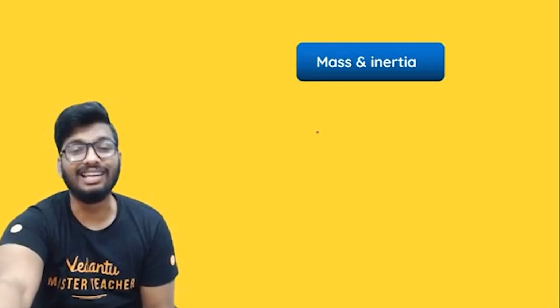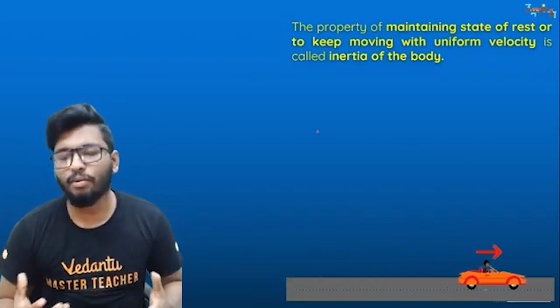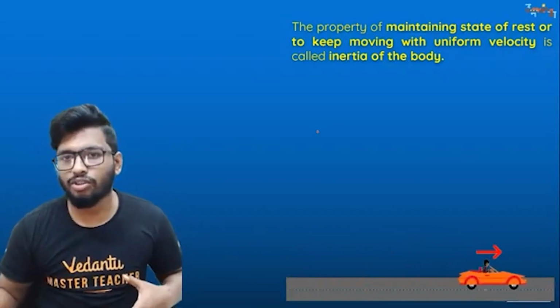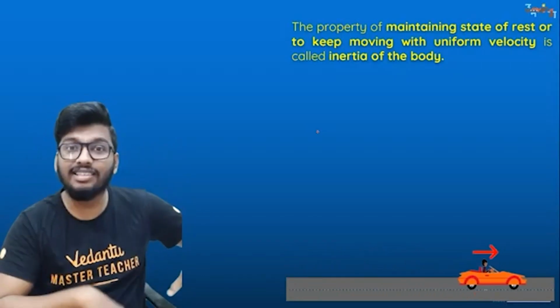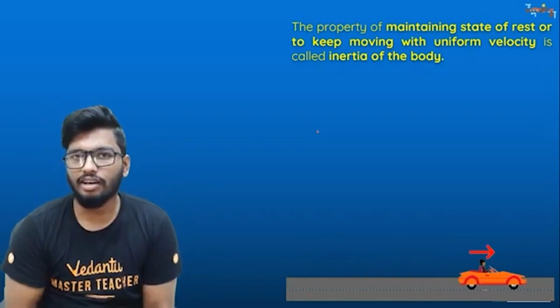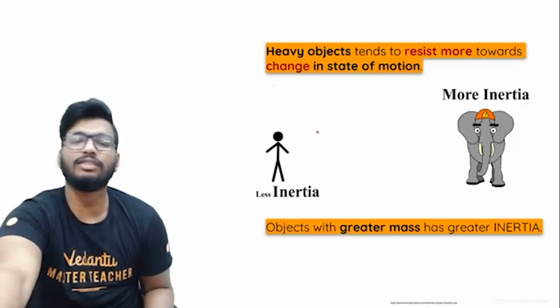Talking about mass and inertia, guys. What is inertia? It is nothing but the tendency of a body, or the property of a body, to maintain that state of rest or the state of uniform motion. The tendency is what is described by the first law of motion, and the property itself is known as inertia. So the thing is this, guys: the greater the mass, the more the inertia.